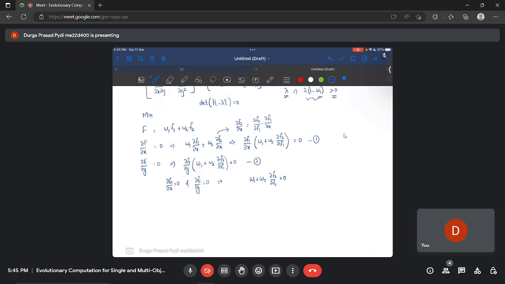Del f by del x gives here also a w2 times del f2 by del f1, and in the other equation, del f by del y, also contains del f2 by del f1. How does it come about?